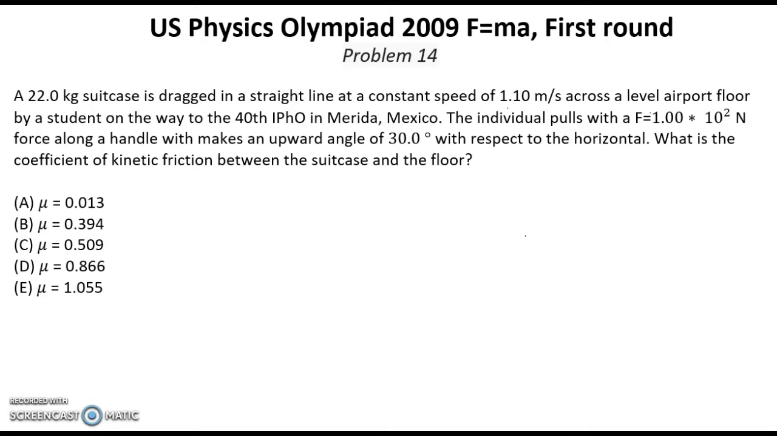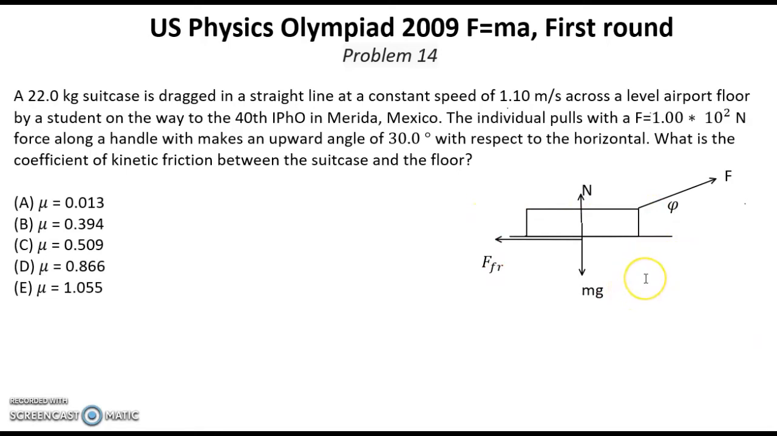Solution. First, let's draw the free body diagram. Because this suitcase is moving with a constant speed, it means that this is the situation of equilibrium. So we have to write horizontal and vertical equations for equilibrium. Let's do this. So first we have horizontal force F acting at angle phi equal 30 degrees, and we have force of friction acting on the opposite side. So this is the equation.